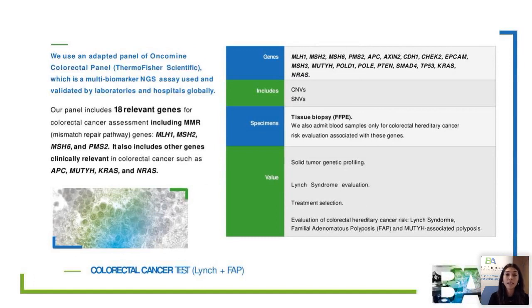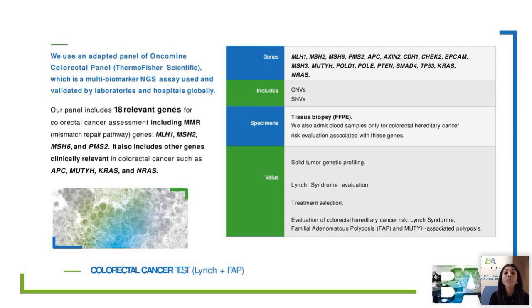So this colorectal cancer test includes 18 relevant genes for colorectal cancer. And again, don't let yourselves be fooled by the number of genes getting decreased. These have been really well selected because of the importance and the clinical relevance that they have shown for colorectal cancer. In this list, we include for sure the genes in the mismatch repair pathway such as MLH1, MSH2, MSH6, and PMS2. But also, we include other genes that are really clinically relevant for other types of colorectal cancers, such as APC, MUTYH, or genes that are related to better selection of the treatment modality, such as mutations in KRAS or NRAS.